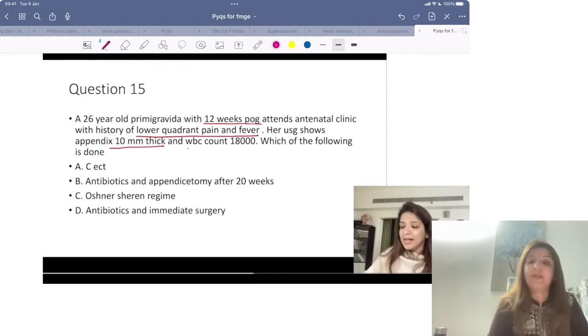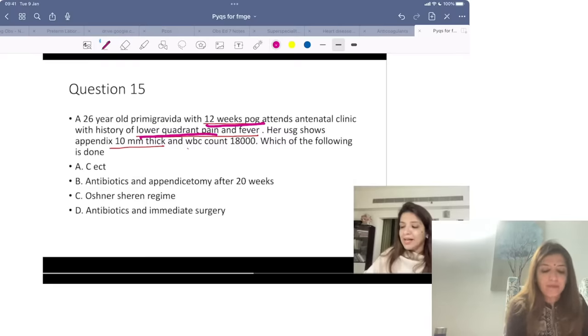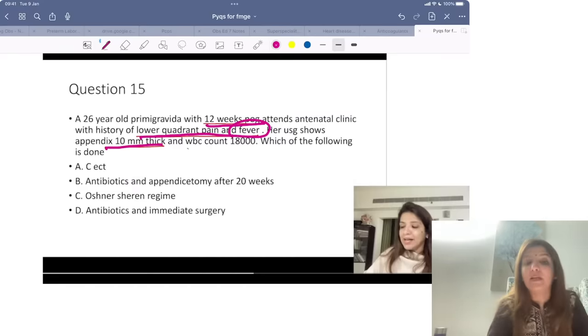A 26-year-old primigravida has come to you at 12 weeks pregnancy. She has lower quadrant pain and fever. Her ultrasound shows an appendix which is 10 millimeters thick, and her WBC count is 18,000. Which of the following is done? So, it is a clear-cut case of appendicitis in pregnancy. Patient has come with lower quadrant pain, fever, and on ultrasound a 10 millimeter thick appendix. And whenever there is appendicitis in pregnancy, what are you going to do?